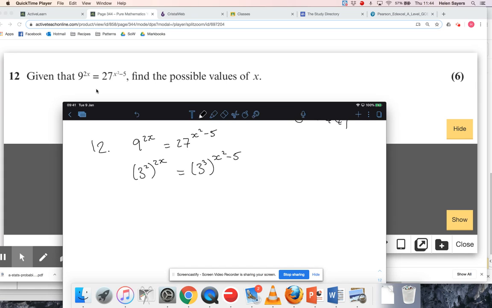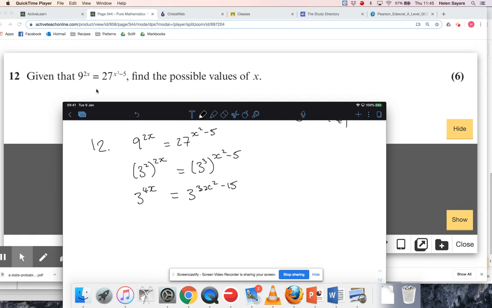Then if I want to get rid of those brackets, I'm going to multiply the powers together. So that will become 3 to the power of 4x on the left-hand side, and that will become 3 to the power of 3x squared minus 15. So that whole x squared minus 5 is getting multiplied by 3.